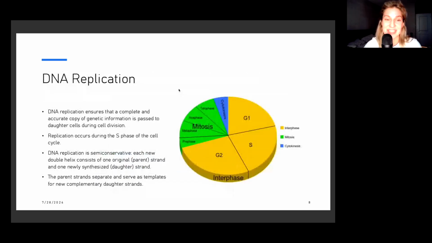Going forward, DNA replication. We all know that DNA replication is a semi-conservative replication, in which each new double helix consists of the original or parent strand and one newly synthesized or daughter strand. Replication occurs in the S phase of the cell cycle. We also need to understand that DNA replication ensures that a complete and accurate copy of genetic information is passed to daughter cells during cell division.